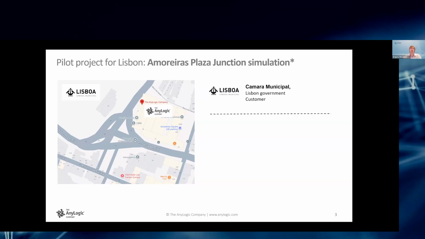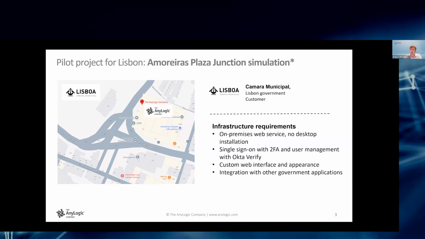And of course, since they are a government organization, they ask for strict infrastructure and security requirements. So this should be an on-premises web service, not on our servers. It should be on their servers. No desktop installation is allowed. Also, they require single sign-on with two-factor authorization, and they use their own identity provider. Here it will be Okta Verify. They also ask for a customizable web interface and appearance, and of course, integration with other government applications.